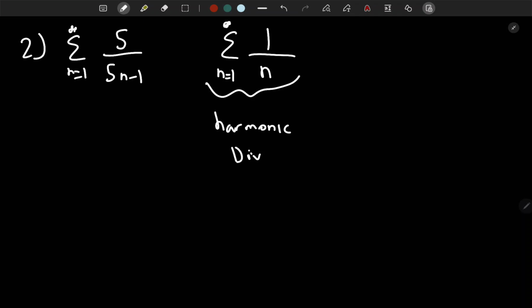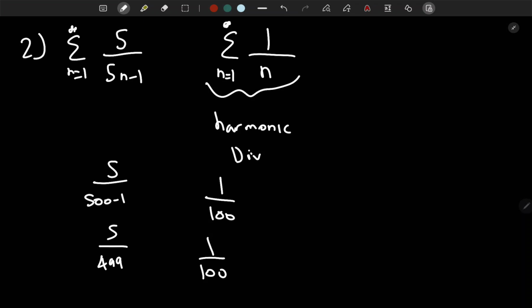And here in this case it is not easy to see if it's more than or less than or equal to. A quick way to do that is to substitute a big number, let's say 100 or 1000, not small numbers from 1 to 100, maybe like 100, 1000 or something like that. So let's substitute 100: it's going to be 5 over 500 minus 1, and on this side it's going to be 1 over 100. Now just compare these two: 5 divided by 499 and 1 over 100.